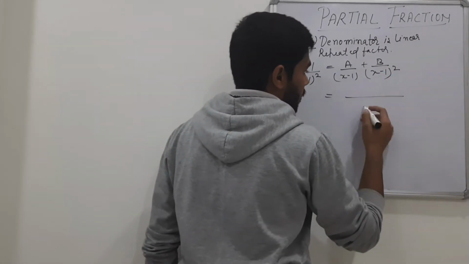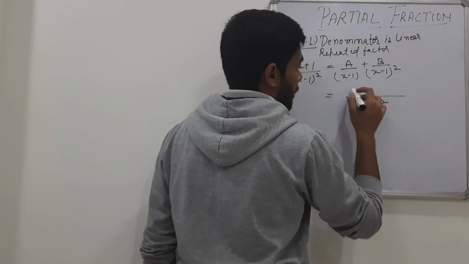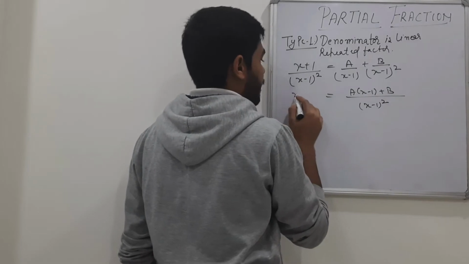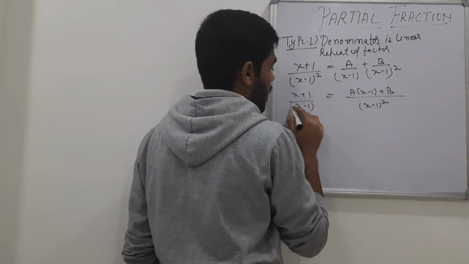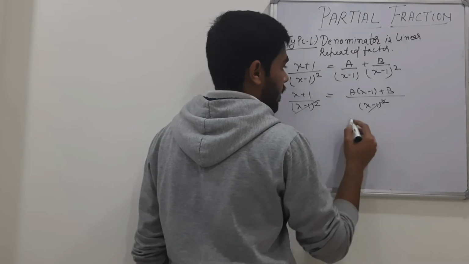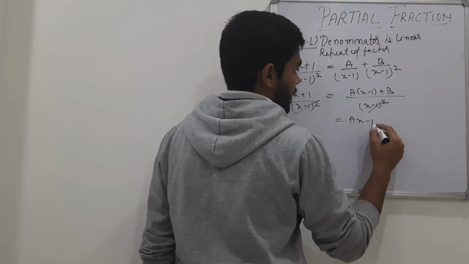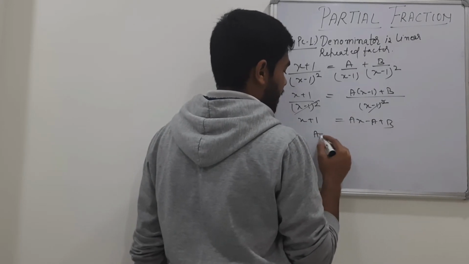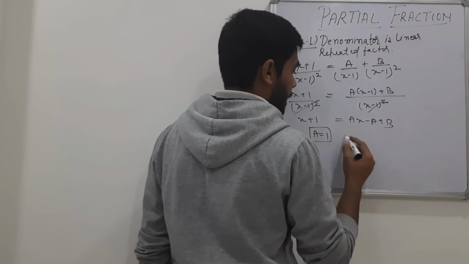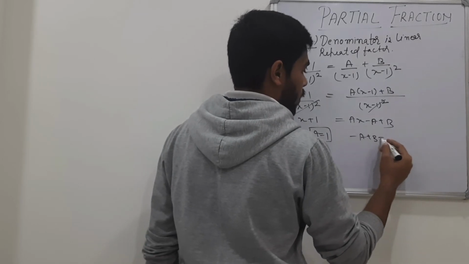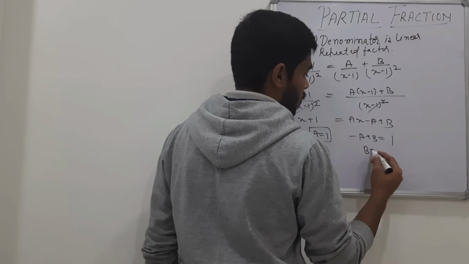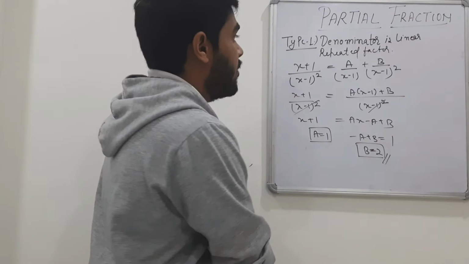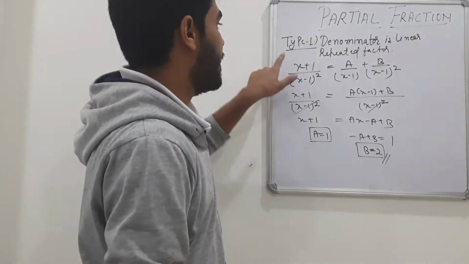Now we will take the normal LCM: a times x minus 1 plus b, and this will be x plus 1 upon x minus 1 whole square. This and this will get cancelled. Here ax minus a plus b, here will be x plus 1. So here a will be 1 and minus a plus b equals 1. A will be 1, so b will become 2. So this is a simple question in which I have explained how to solve this by partial fraction.